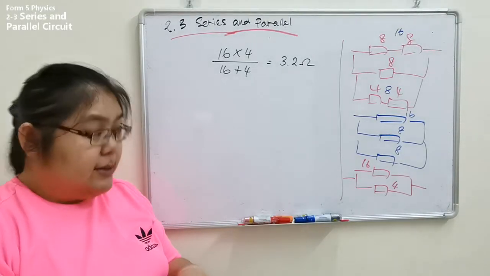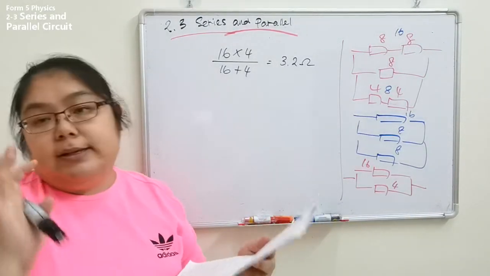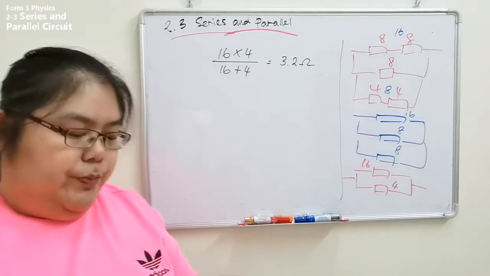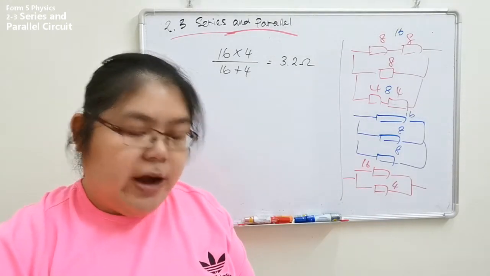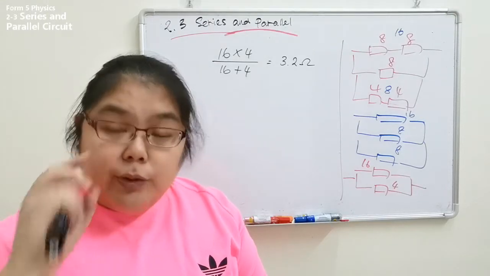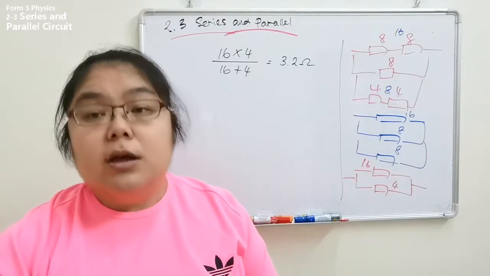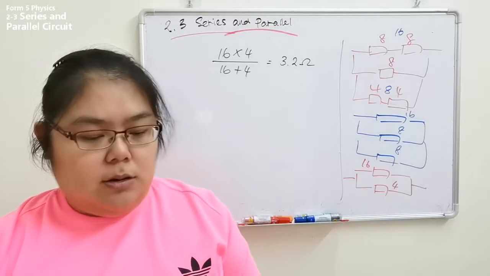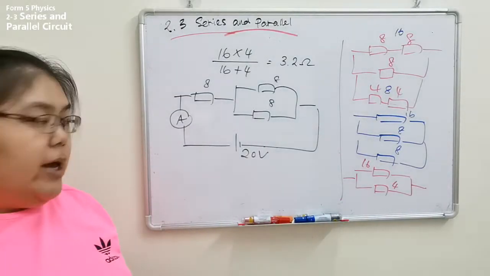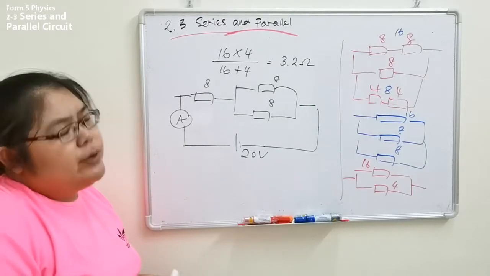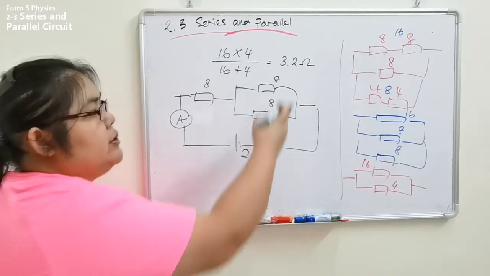Okay, so this one is the 4-question answer. Then we go and see example 2. In example 2, they want to find the reading of the ammeter. So you circle the ammeter. They want to find the ammeter, they don't want to find resistance. So you need to see where the ammeter is located. For A, 20 volt, we want to find what is the current, so we still use V equals IR. This one we solve first.